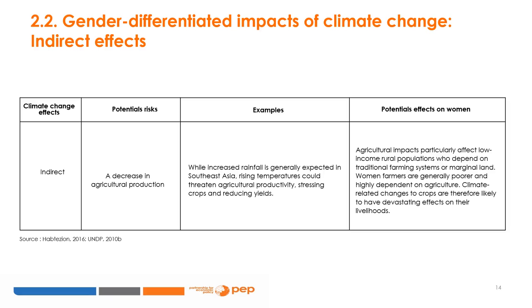And secondly, we have indirect effects. These can be rising temperatures that could threaten agricultural productivity, stress crops, and reduce yields, while increasing rainfall. This is largely evident in Southeast Asia.